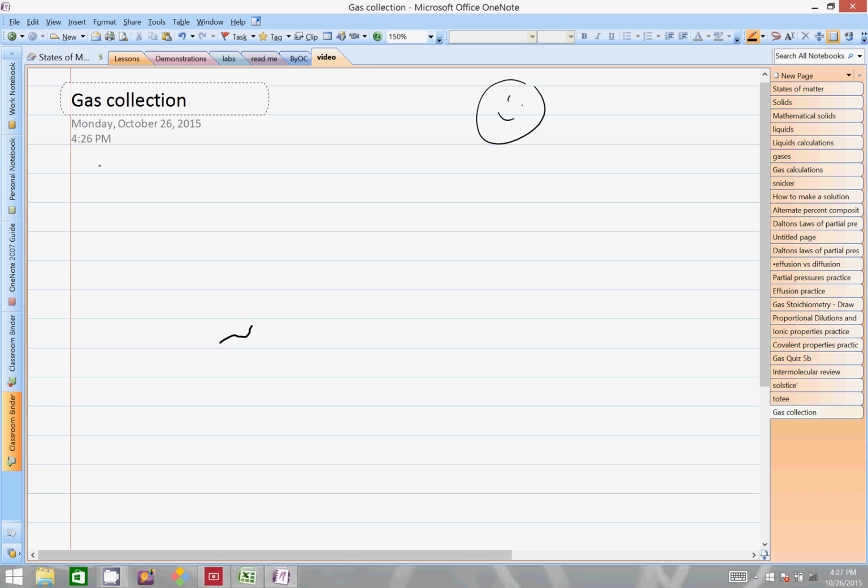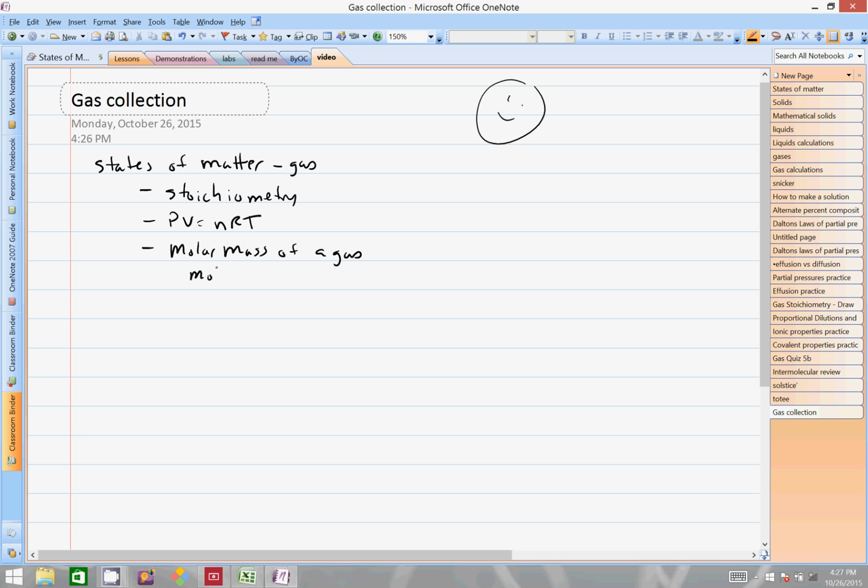So it's a topic in the chapter of states of matter, potentially when we're talking about gases. It is a very common topic when involving stoichiometry. And again, with gases, PV equals nRT is pretty common. It also very often is used to determine the molar mass of a gas, otherwise known as molecular weight.